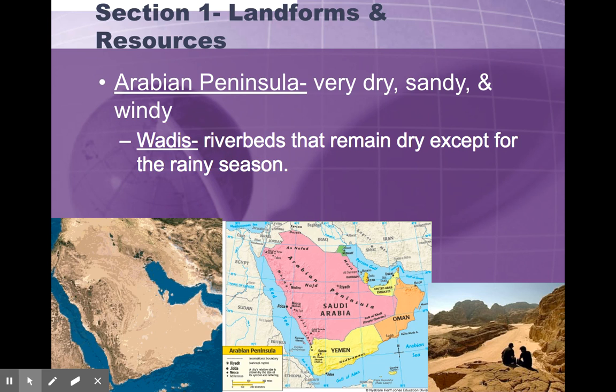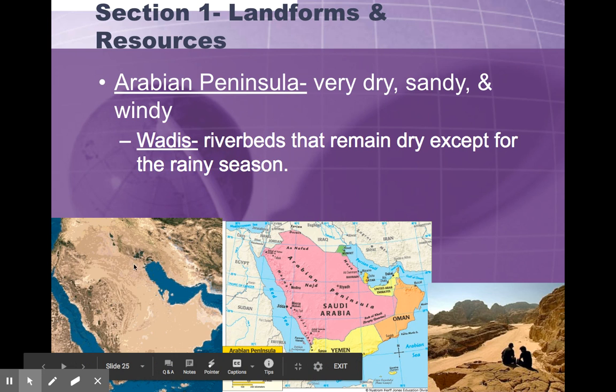We already talked about the Arabian Peninsula just a little bit, but it is very dry, very sandy, and very windy. You can see here from this photo, not much green going on there. It's very dry. It's kind of an extension of that Sahara Desert right here. And if this is Africa.